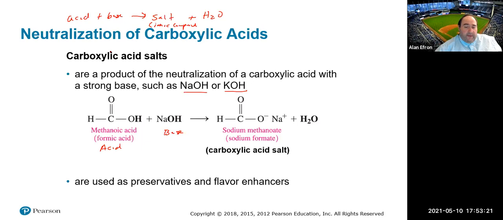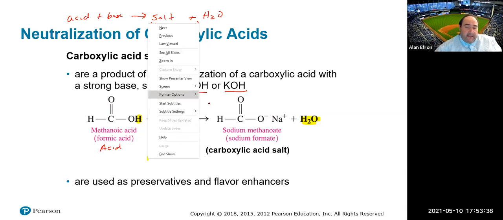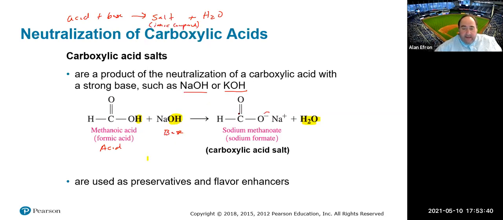And where does the water come from? It comes from the exact same place we talked about in that reaction in acids and bases. It is the H from the acid and the OH from the base. And that is where our water comes from. And then when that acid loses the H+, it becomes negative. And obviously this sodium is sodium with a +1 charge, which is what we have here. That really makes an ionic compound. And this is what is referred to as a salt.